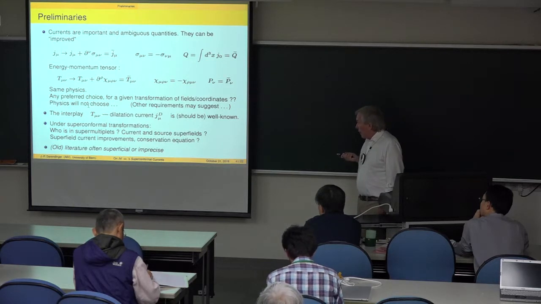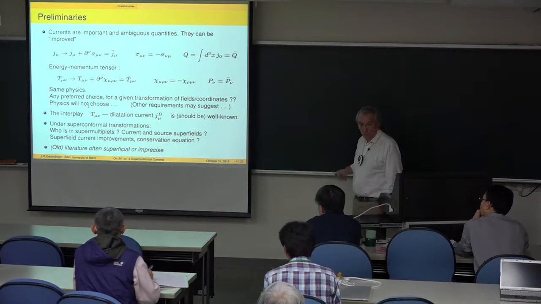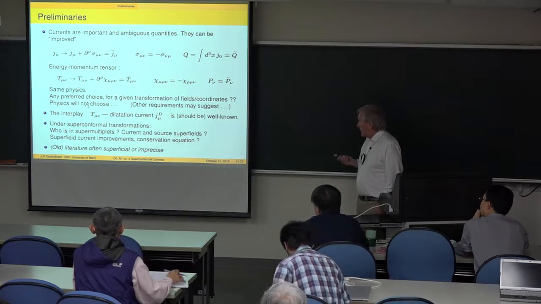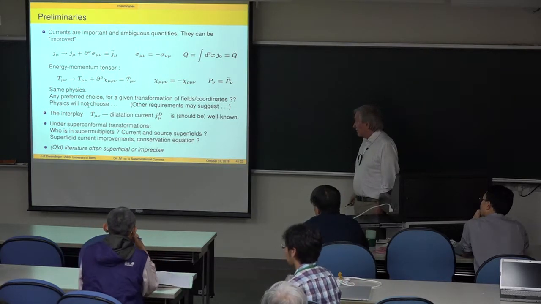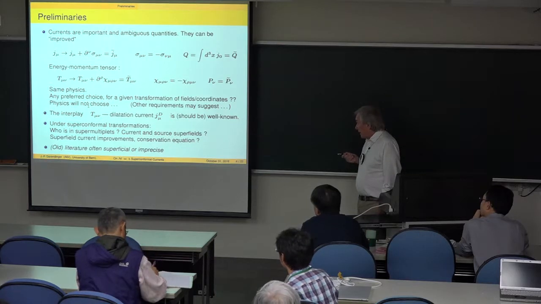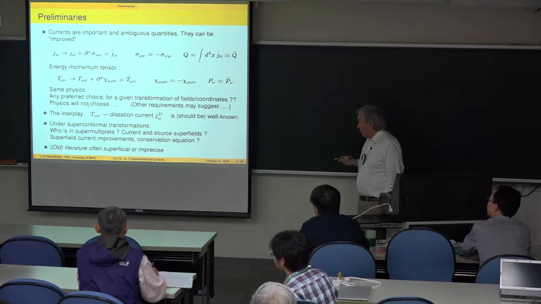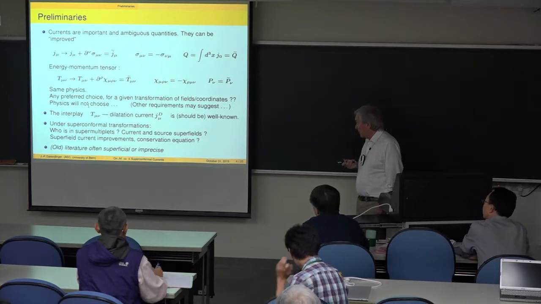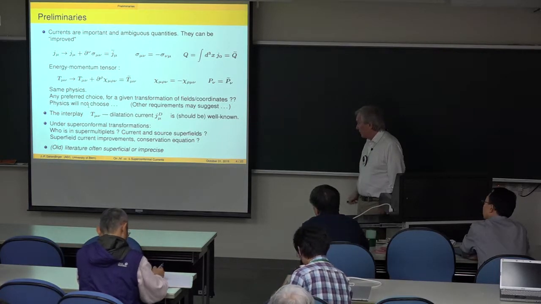Now, the interplay between the energy momentum tensor and the dilatation current is, in principle, well known. Not by everybody, but it's well known. And that will be the starting point of my discussion. And then at the superconformal level, I will try to figure out who is in various supermultiplets, current and source superfields, and so on.